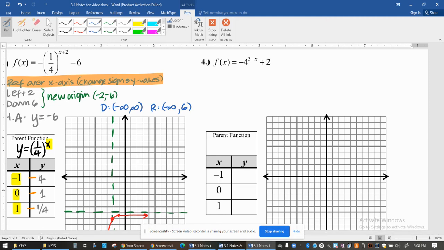So as you guys can tell, this talk about reflections and shifts and so on, and parent functions, that we've done many times before in semester 1, and now we're seeing it again. Okay, go ahead and pause the video and write down any reflections or translations that you see in example 4. Push play when you're ready.